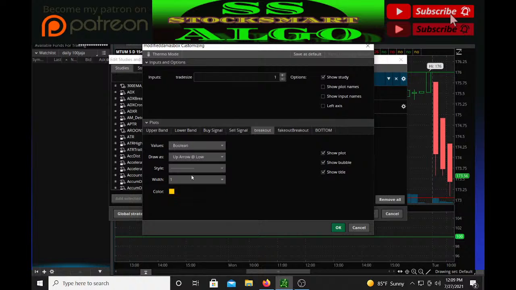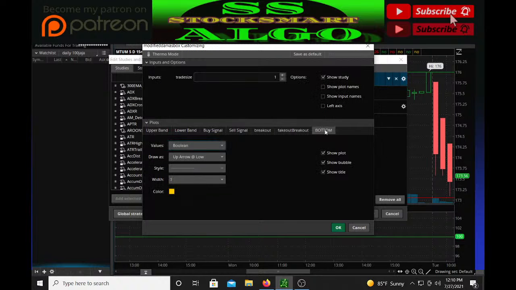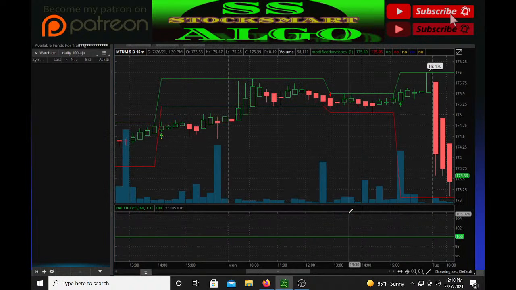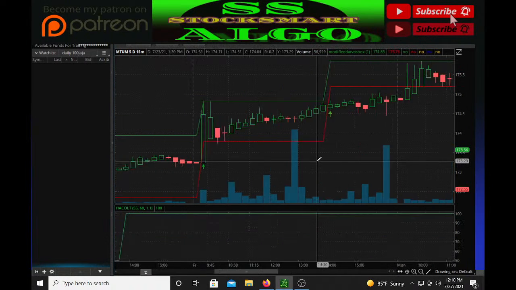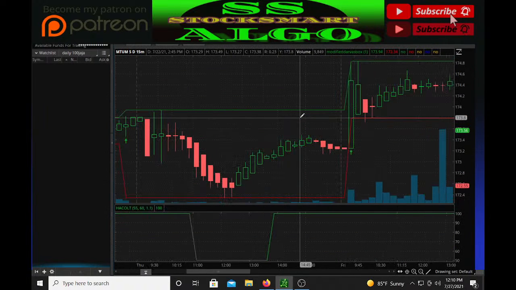Well, now we have a breakout signal, a fake out breakout signal, so it's going to try to fake you out before the breakout. And then, of course, there are breakout fake outs. And then we have this one that I'm calling the bottom, within the particular trend, which we can see when we get those bottomed out candles there.